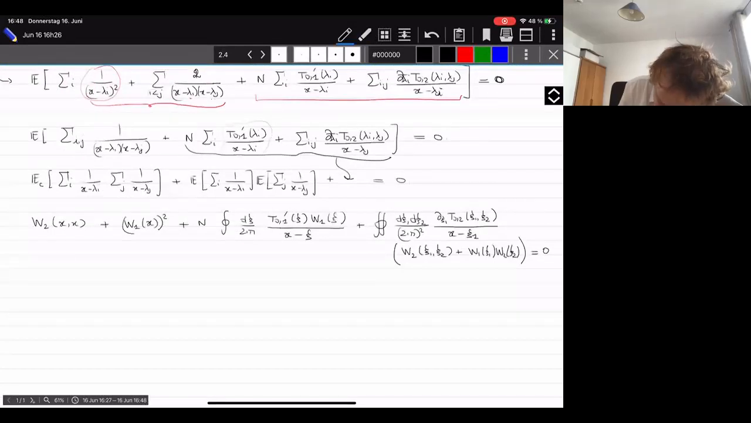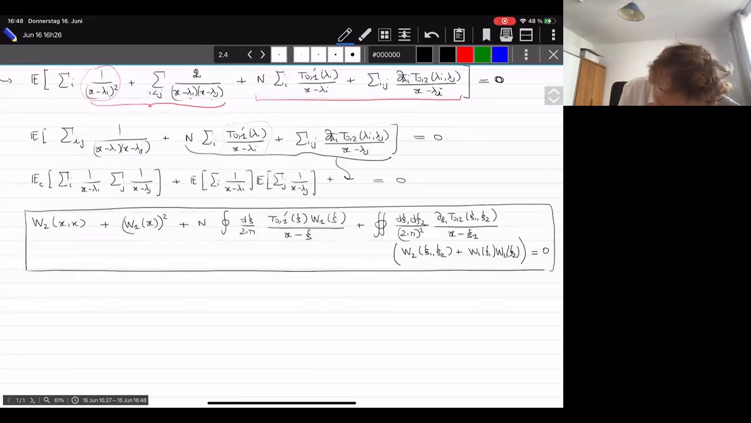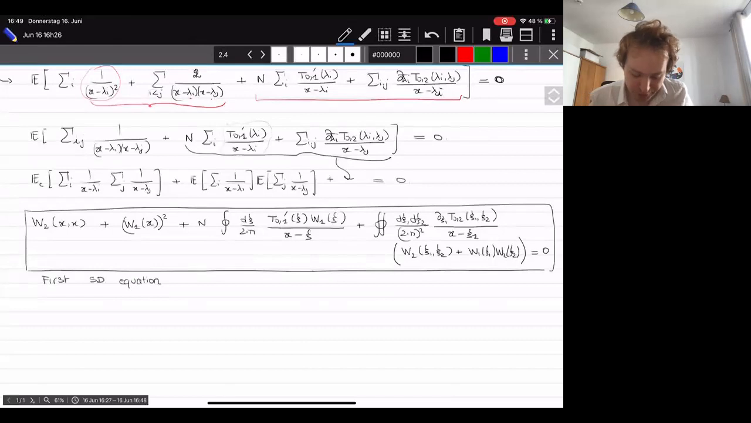So this is the first Schwinger-Dyson equation. And it's not an equation that we can directly solve. For example, the first question is, can you compute W1? It's already an equation involving W1 and W2. So you would need to find an equation to determine W2.